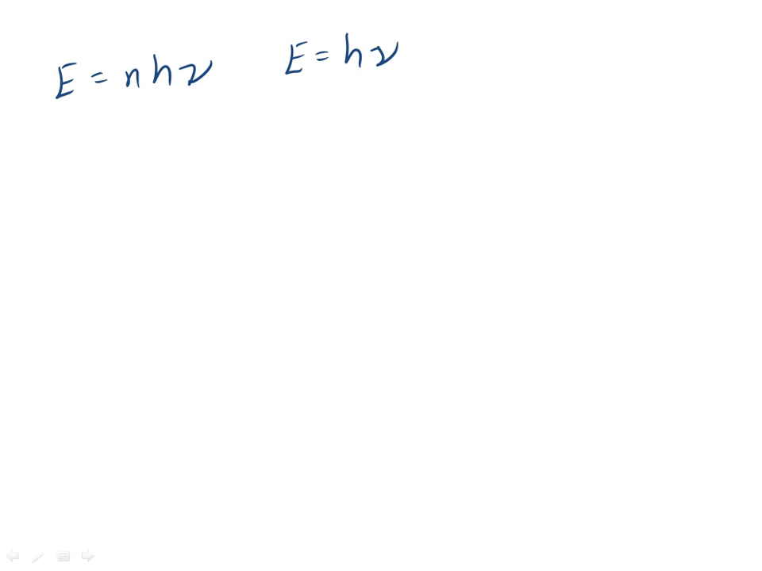This equation can be further enhanced by saying energy equals Planck's constant times the speed of light divided by the wavelength. These are all equivalent. If you know the wavelength, you'll use this equation. If you know the frequency, you'll use this equation.